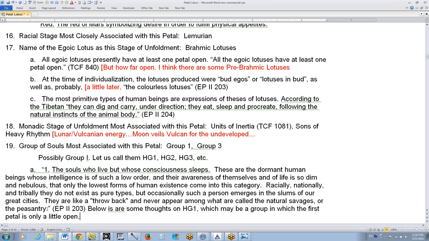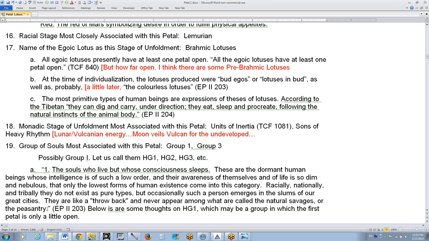They are the dormant human beings whose intelligence is of such a low order, and their awareness of themselves and of life is so dim and nebulous that only the lowest forms of human existence come into this category racially, nationally, and tribally. They do not exist as pure types, but occasionally such a person emerges in the slums of our great cities, and they are like a throwback and never appear among what is called the natural savages or the peasantry.